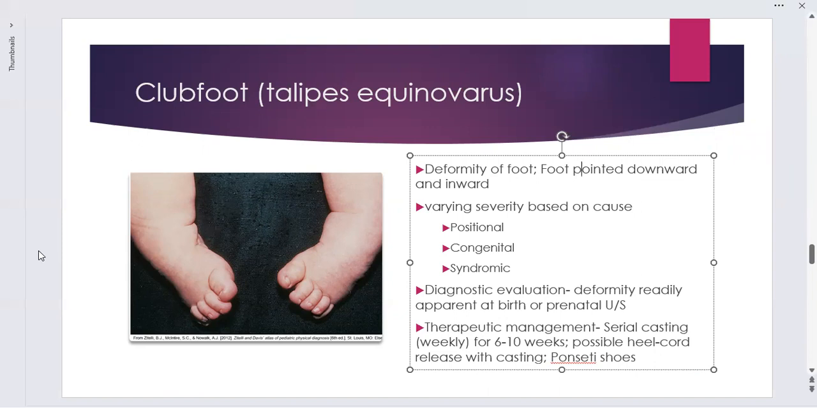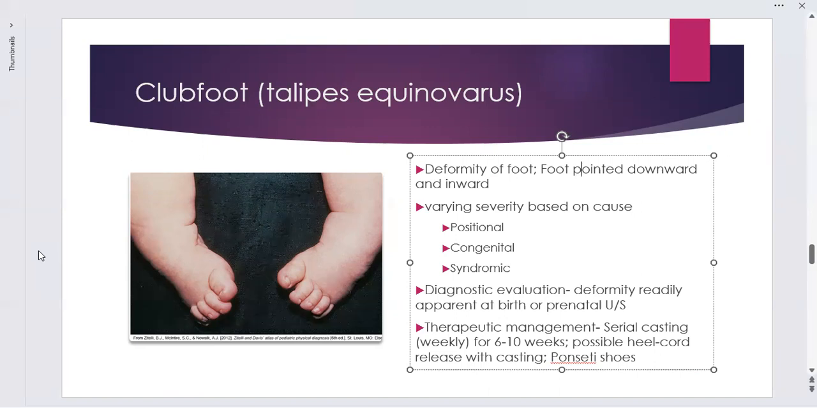So we could simply have positional club foot, which means that the baby grew larger than the uterus allowed for, or was in a position that didn't allow for the child to really extend those joints. So really all that we need here is some stretching, okay? Maybe some casting.